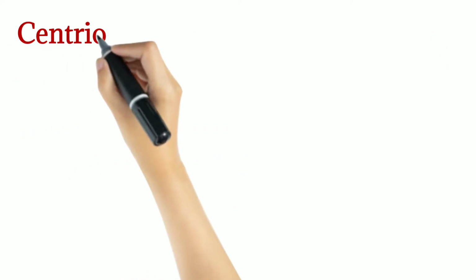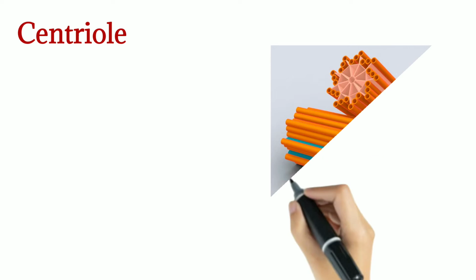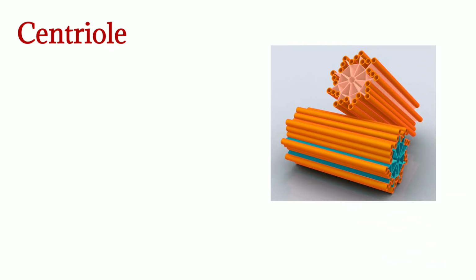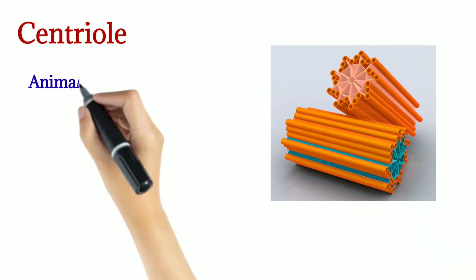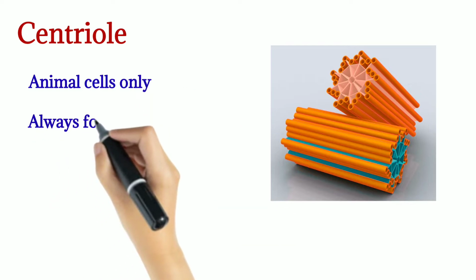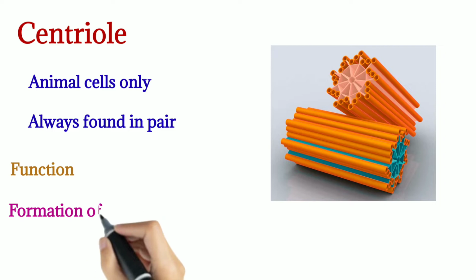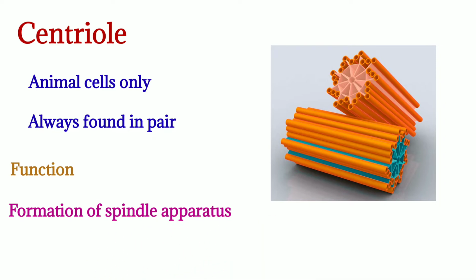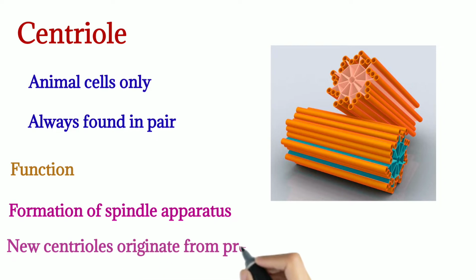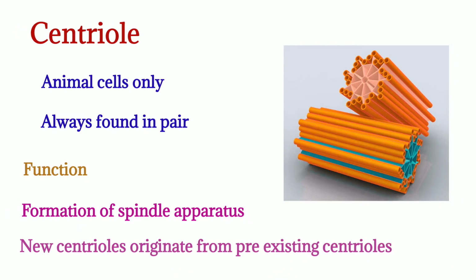The next organelle is centriole. This is the picture of the centriole. Centrioles are seen in animal cells only. They are always found in a pair. The function of the centriole is formation of the spindle apparatus. This spindle apparatus helps in cell division. New centrioles originate from pre-existing centrioles.